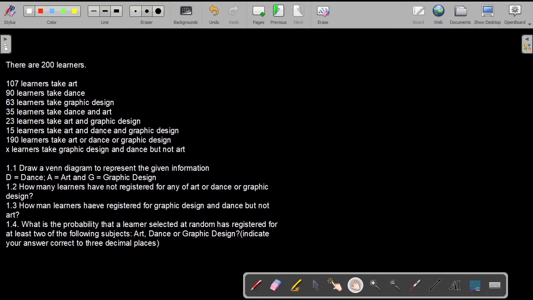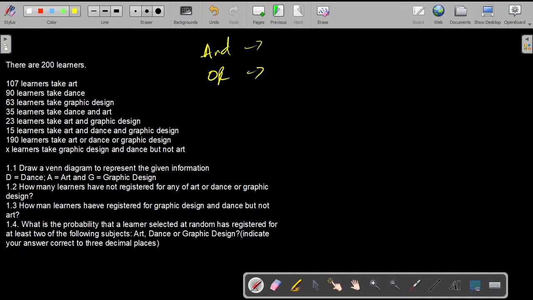So the problem says there are 200 learners and there are a bunch of statements after that. So let's start. There are 107 learners that take art, 90 learners that take dance, 63 learners take graphic design, 35 learners take dance and art, 23 learners take art and graphic design. And okay, before I continue with the rest, I just want to highlight the importance of and or.